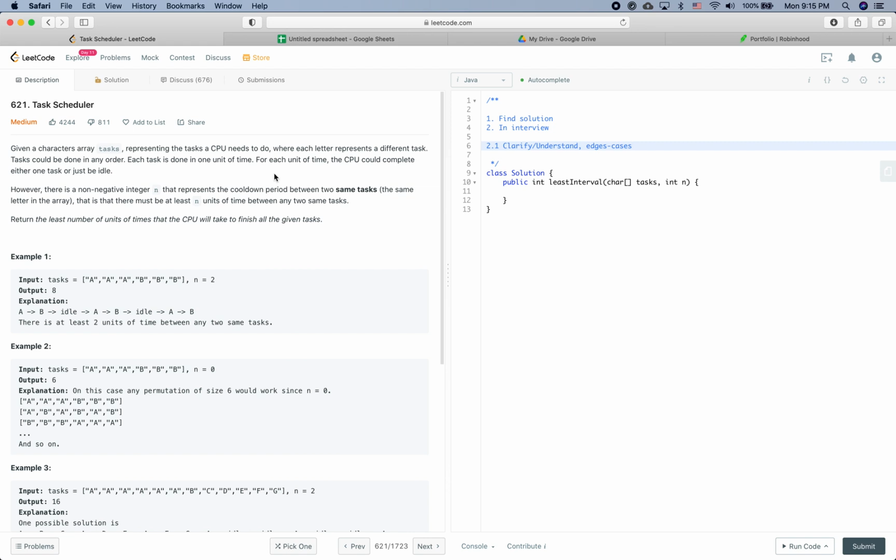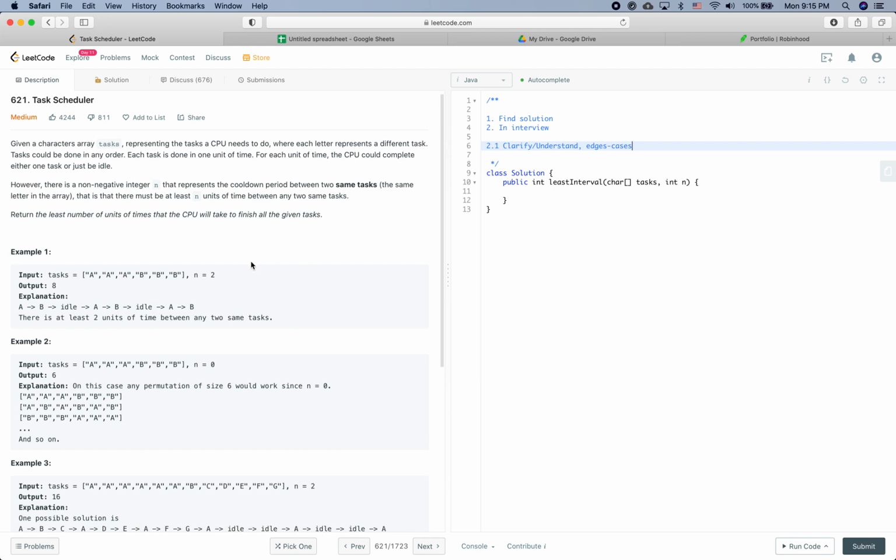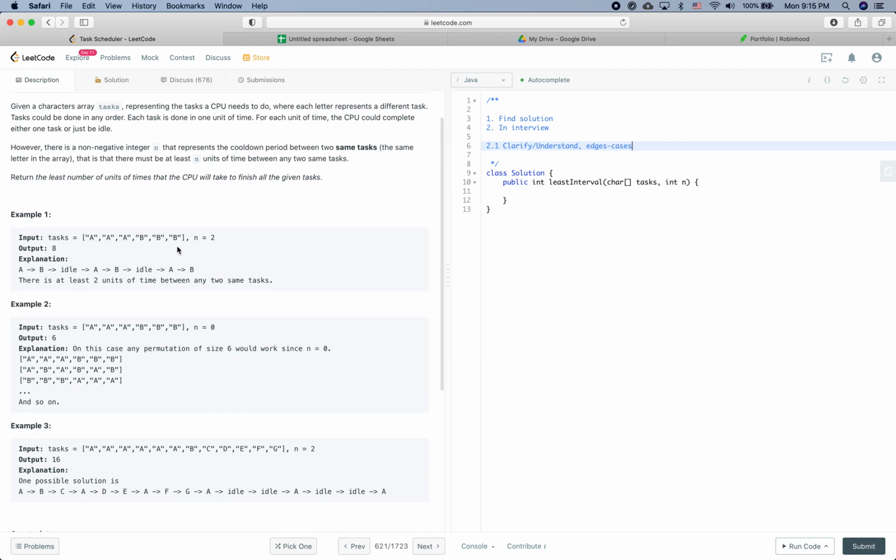Okay, so however, there is a non-negative integer n that represents the cooldown period between two same tasks. So the same letter in the array. There must be at least n units of time between any two same tasks. And return the least number of units of time that the CPU will take to finish all the given tasks. Alright, so let's use an example to understand what it is.